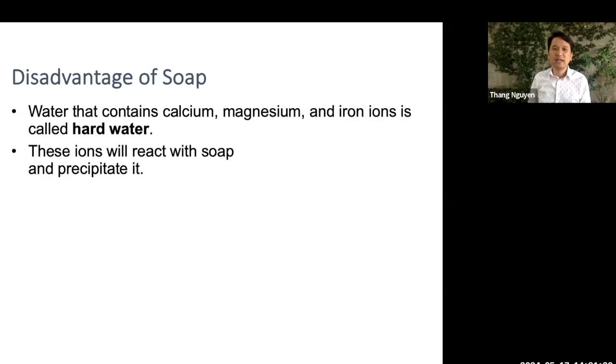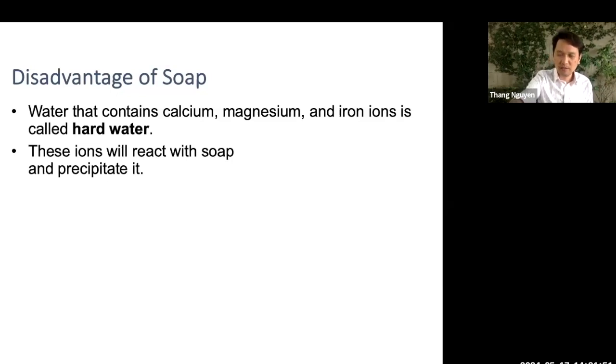Now, there is a disadvantage of the traditional soap that I've been discussing. When you are in a place like California, we have something called hard water. Hard water just means it has, in addition to H2O, other minerals like calcium, magnesium, and iron. Because of this, it's called hard water. So what happens in hard water? It turns out these ions will react with the soap and precipitate it.